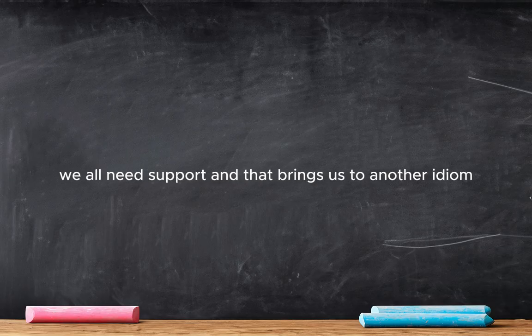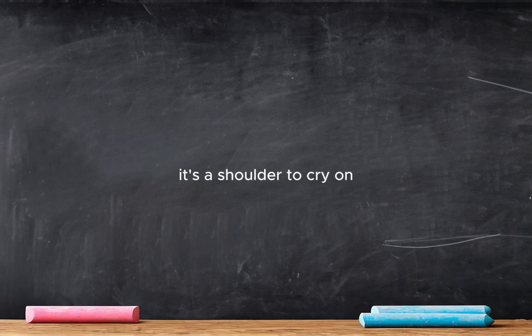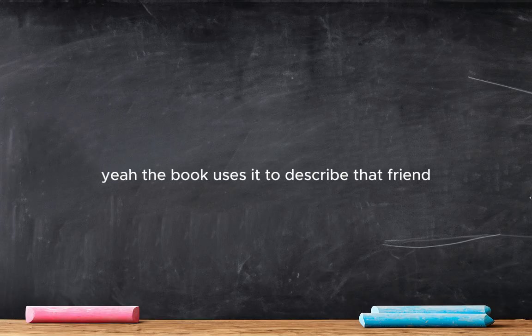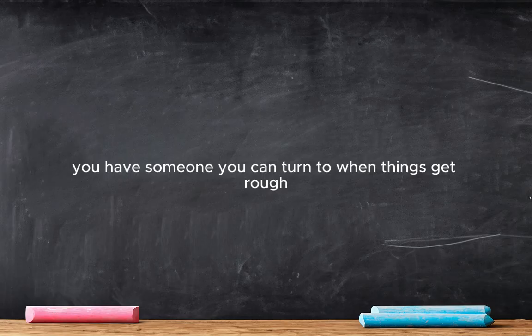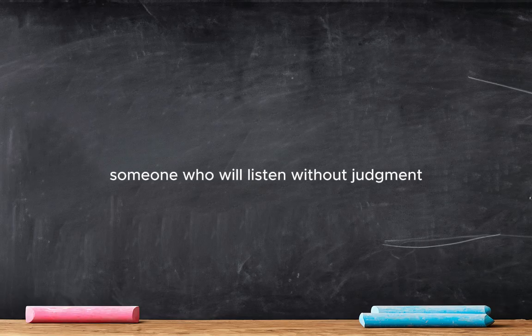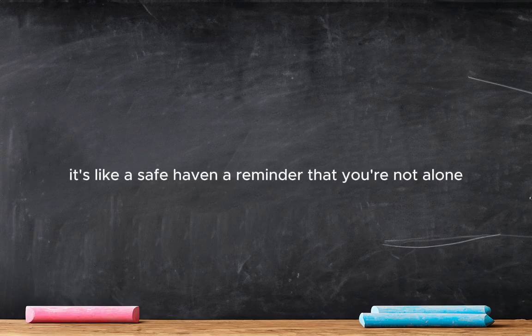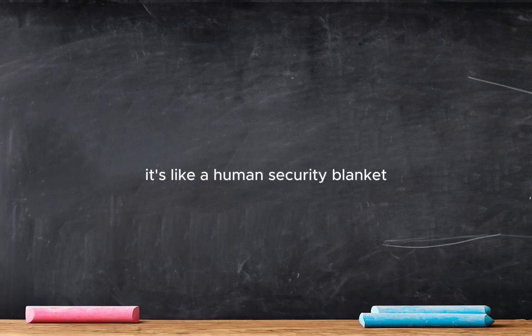And that brings us to another idiom that I found really heartwarming. It's a shoulder to cry on. Oh, a shoulder to cry on. Yeah, the book uses it to describe that friend who's always there for you no matter what. It's that deep sense of support. Empathy. You have someone you can turn to when things get rough, someone who will listen without judgment and offer comfort when you need it most. It's like a safe haven, a reminder that you're not alone in your struggles. Yeah, it's like a human security blanket. I like that. It's so nice.